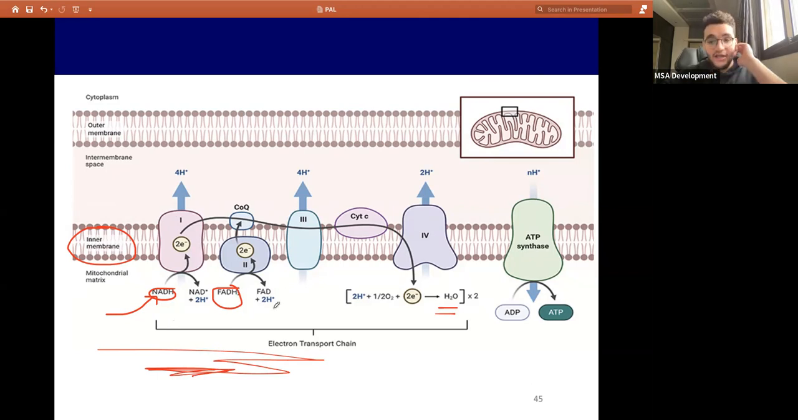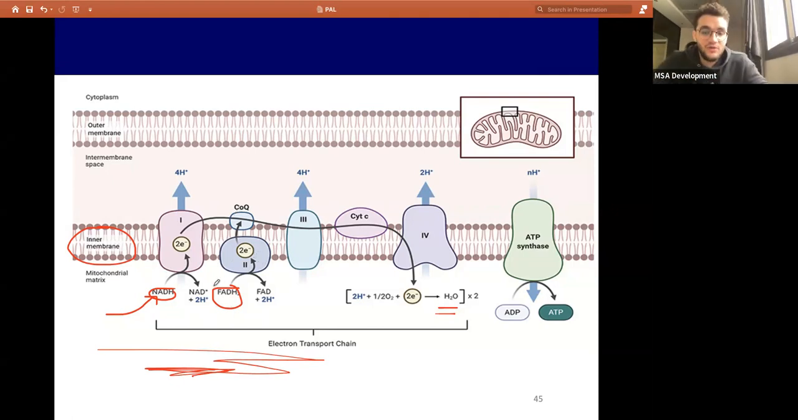Now FADH2 is a different story. It's slightly different in that it doesn't go to complex 1. Instead, it goes to complex number 2, and then it follows the same path as the electron from NADH. So FADH2 donates an electron to complex number 2, and after that it's going to go to coenzyme Q.